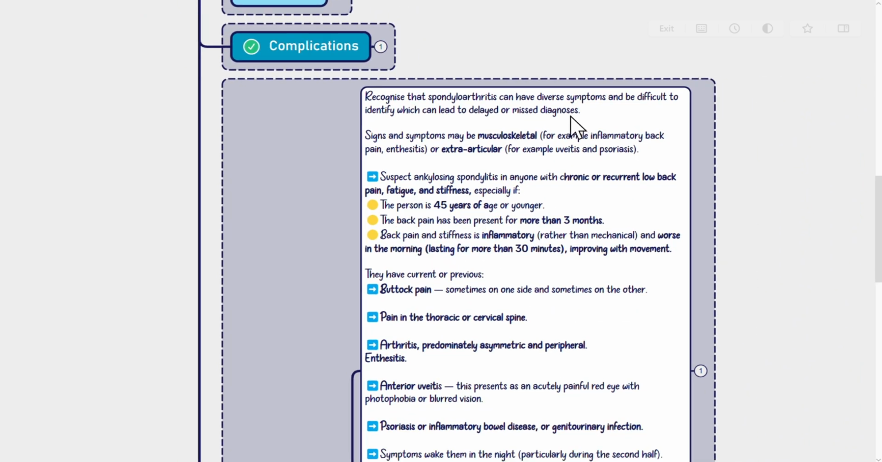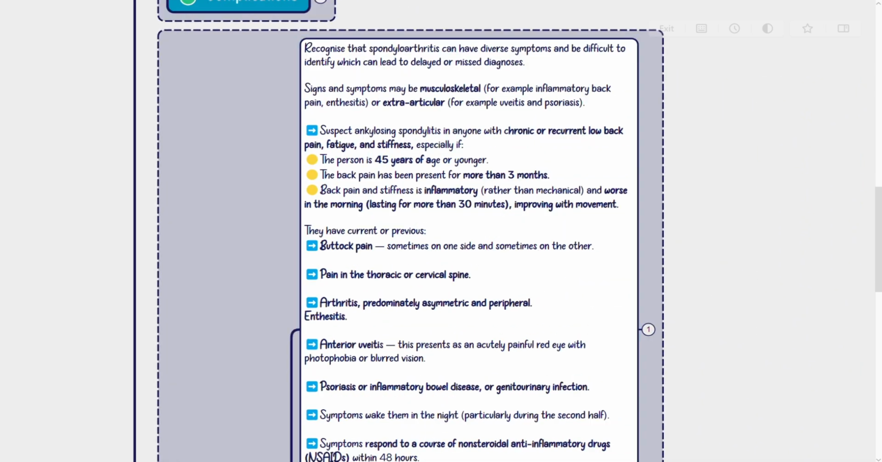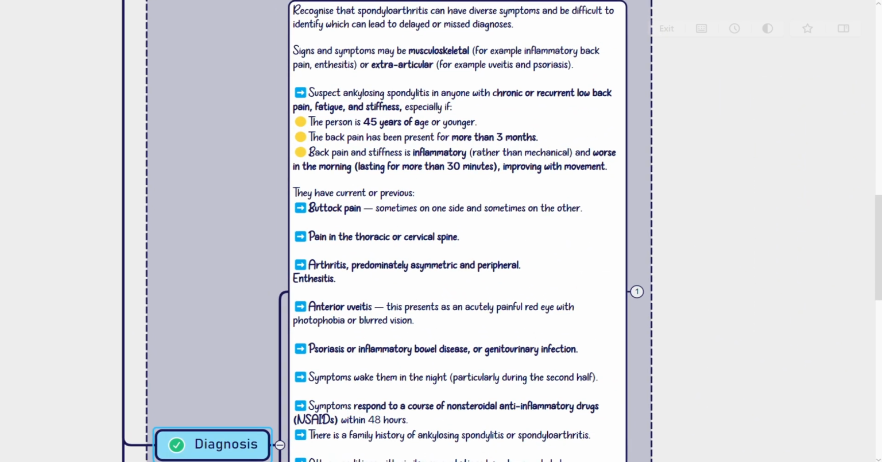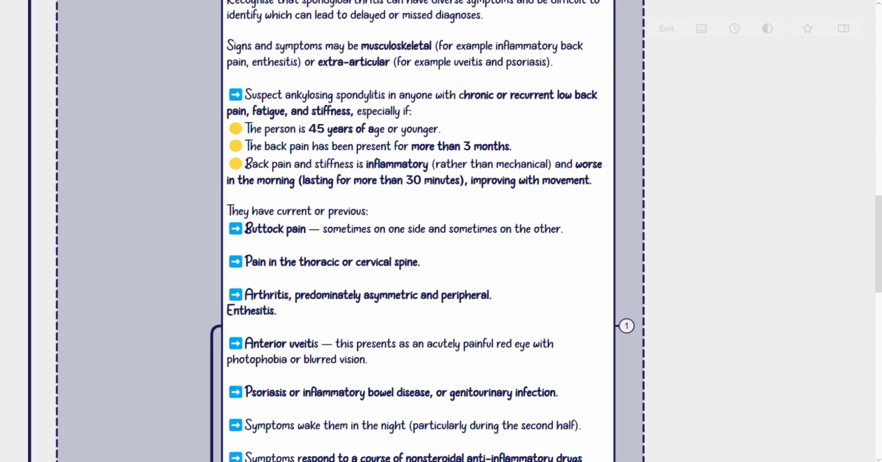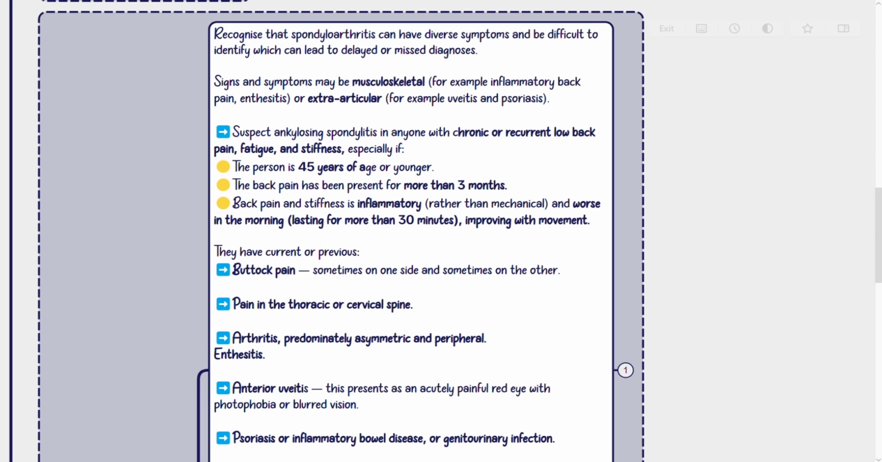Diagnosis. Recognize that spondyloarthritis can have diverse symptoms and be difficult to identify, which can lead to delayed or missed diagnoses. Signs and symptoms may be musculoskeletal, for example inflammatory back pain, enthesitis, or extraarticular, for example uveitis and psoriasis.